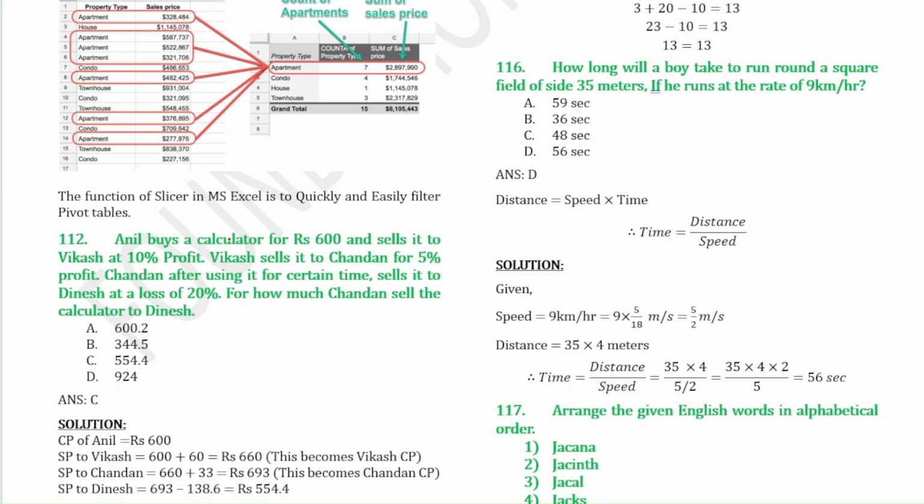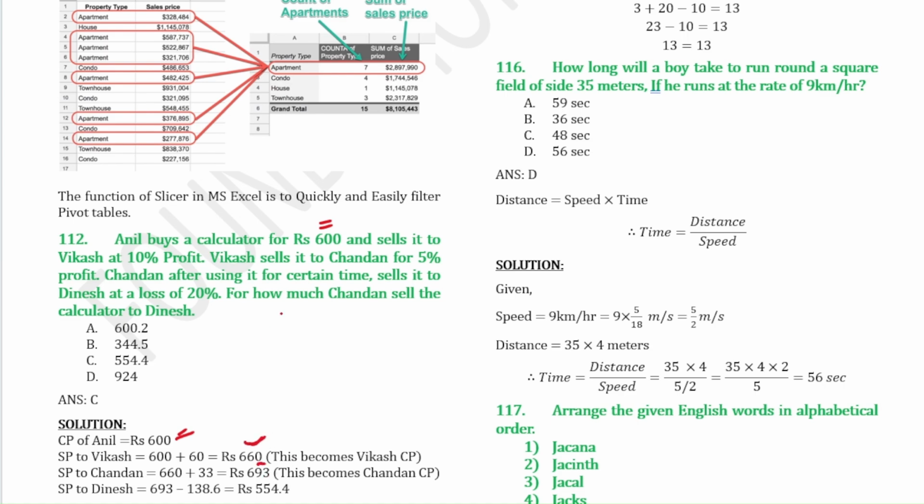So the cost price, because Anil bought the calculator for ₹600, the cost price of Anil will be 600. And then he sold it to Vikas at a 10% profit. So 10% of 600 will be 60, right? So the SP of Anil will be the CP for Vikas, right? So 60 plus 600 will give you 660. So this will be the CP for Vikas.